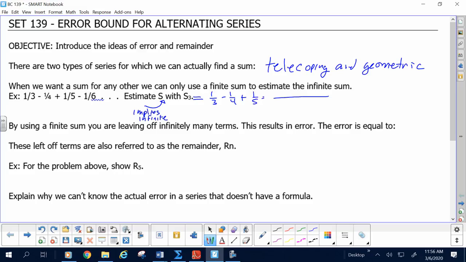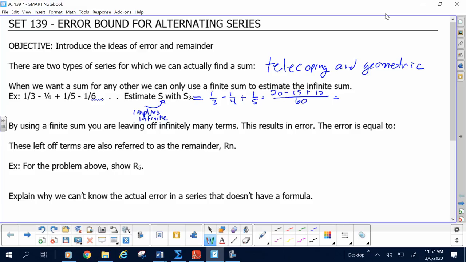What is the common denominator? 60. For 3 you had to multiply by 4 and 5, so that's 20. For 4 you had to multiply by 3 and 5, so that's minus 15. And for 5 you have to multiply by 3 and 4, so that's 12. So our estimate is 17 over 60.